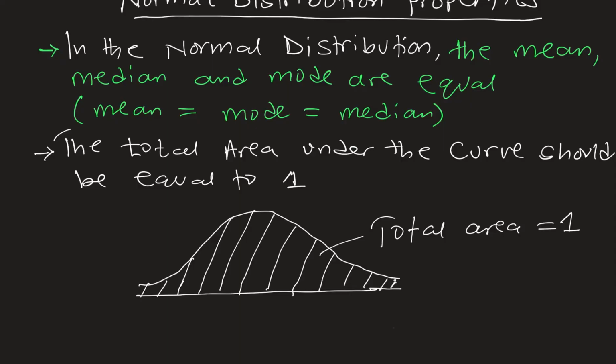Let me remind you real quick of the properties of the normal distribution. We say that in the normal distribution, the mean, the median, and the mode are equal. That's one of the most important properties. Mean equals mode equals median. Then the total area under the curve should be equal to 1. In all random variables, continuous and discrete, the total area under the curve was always 1. It is the same with the normal distribution.